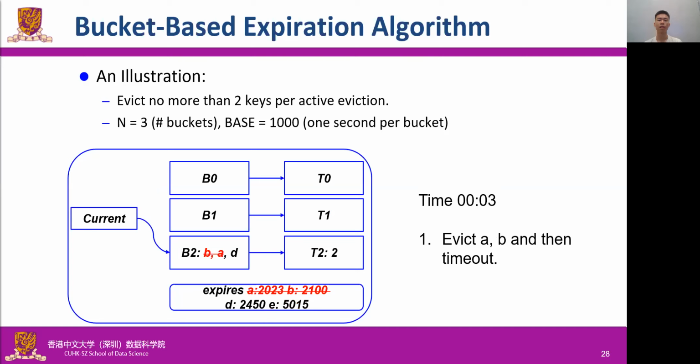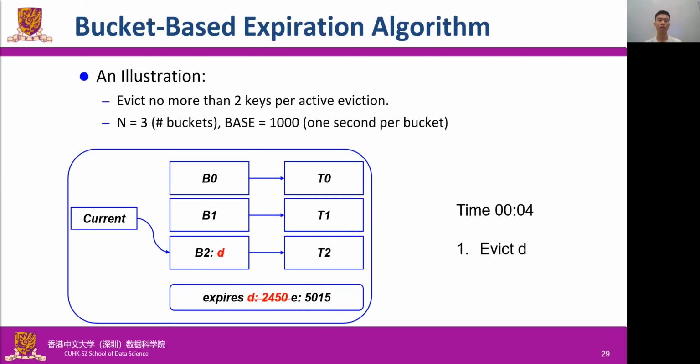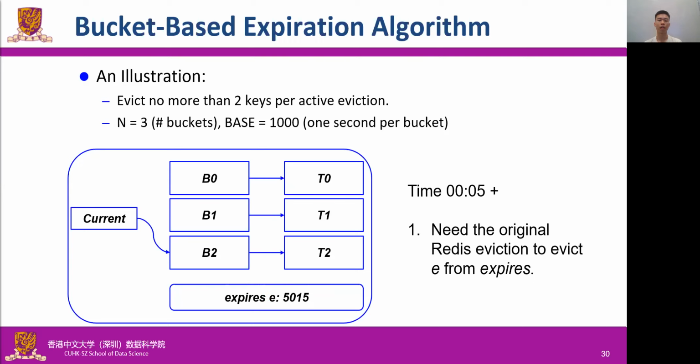At time 3, the current pointer will scan through bucket 0 and 1, and when it reaches 2, it finds bucket 2 has expired. Then, 2 keys, B and A, are evicted and there is no time for evicting D. At time 4, now D is able to be evicted. Finally, we will need the original Redis eviction to evict E from expires, since it does not belong to any bucket.